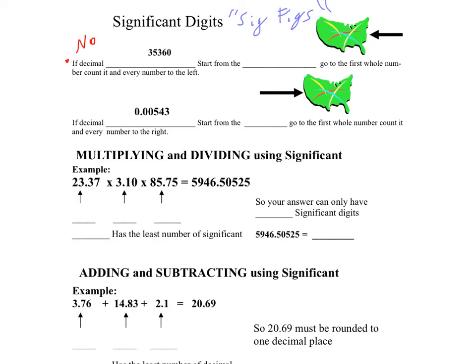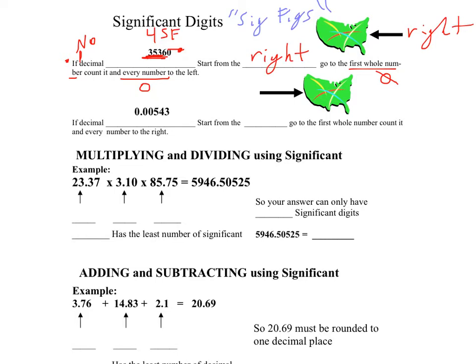So this first rule, if there is no decimal, then we start from the right. Okay? Look at the number as a whole and start from the right. So we start from the right and we go to the first whole number. A 0 is not a whole number, so we don't count that first 0. The 6 is going to be my first whole number, and then we count every number after that. A 0 is a number, it's just not a whole number. Every number after that 6, which gives me a total of 4 sig figs.